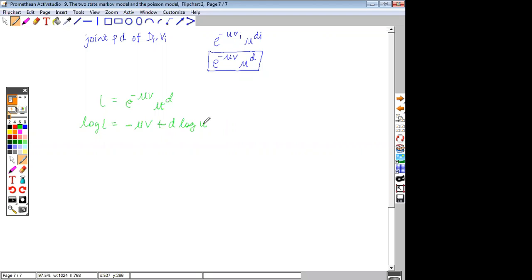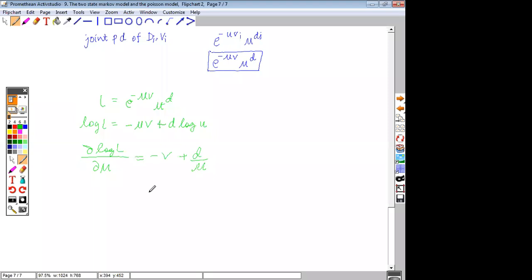All right, so now once we have this log of L, we want to differentiate it with respect to what? Anyone? Mu, right? Because that is the parameter of interest. So we differentiate this with respect to mu, and what do we get here? Minus V, and here I will get plus D upon mu.